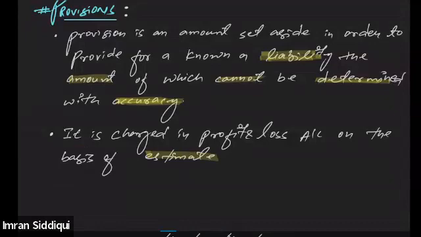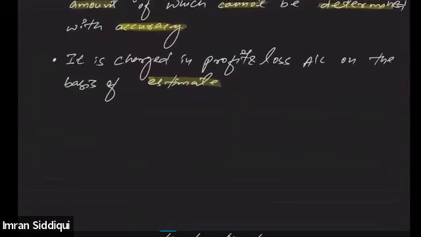All right. So we can also call provisions the charge against profit, because it is recorded in the profit and loss account. So it is also called a charge against profit, in order to provide for any kind of liability or loss. Let me write it down as well.